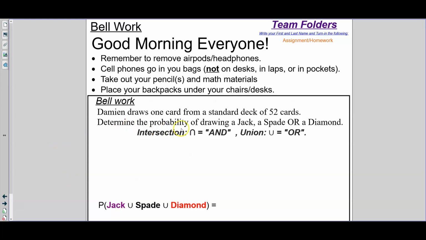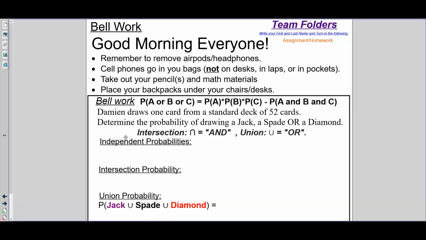All right, here's your clues. Remember, the union is the upside, or the U here, that's your union. The upside down one is the and. So when we did ORs, that's the union. This is the OR. And what you need to do is find the independent probabilities first.